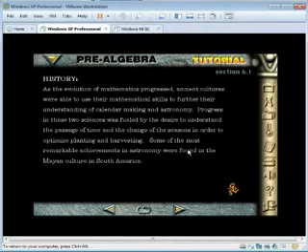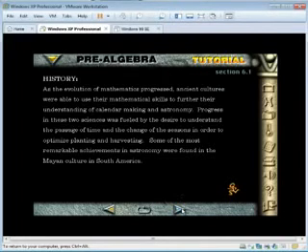History. As the evolution of mathematics progressed, ancient cultures were able to use their mathematical skills to further their understanding of calendar making and astronomy. Progress in these two sciences was fueled by the desire to understand the passage of time and the change of the seasons in order to optimize planting and harvesting.